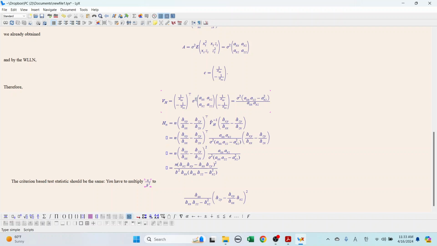But as I said earlier, this is the simplest possible example, only with one instrument, one regressor. And yeah, this is how you find the asymptotic variance and how you develop test statistics.